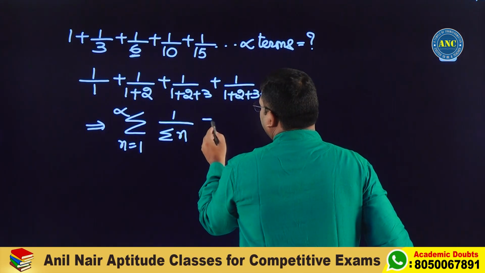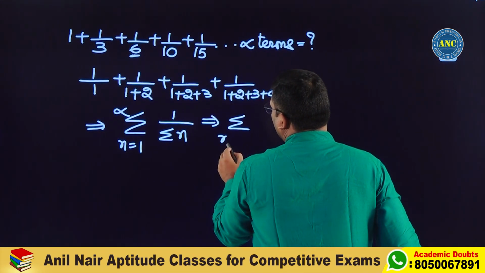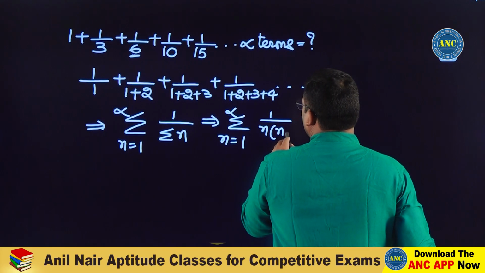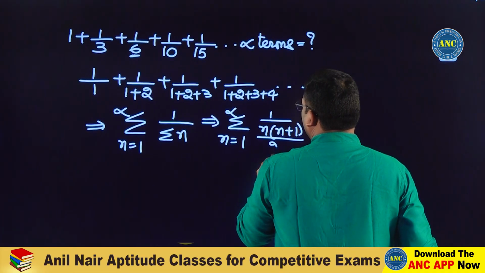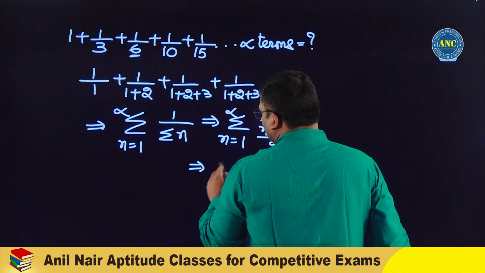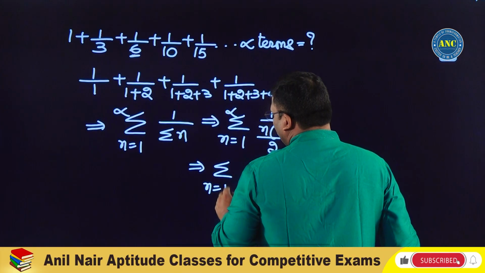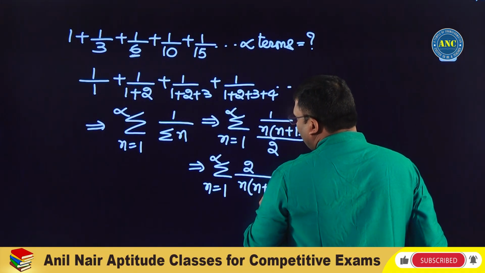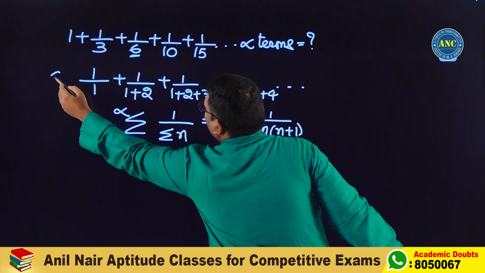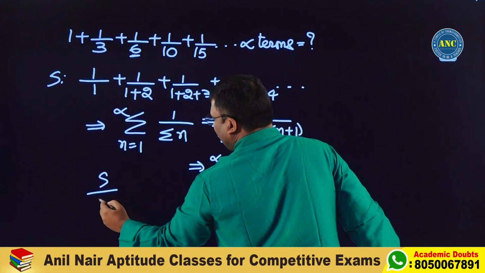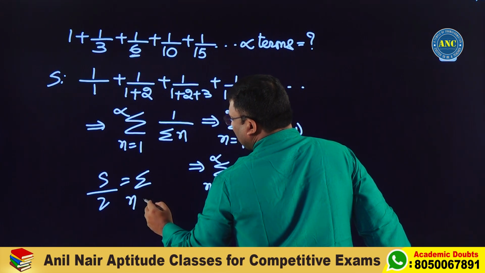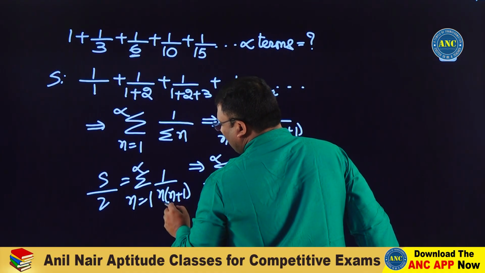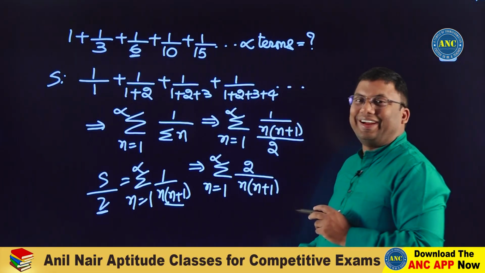So this is the summation for n from 1 to infinite of 1 by summation n, where summation n is n into n plus 1 whole divided by 2. The 2 goes above, so this becomes the summation for n from 1 to infinite of 2 by n into n plus 1. The 2 goes to that side. If I call this S, then S by 2 is equivalent to the summation for n from 1 to infinite of 1 by n into n plus 1. Why did that 2 come? I hope the idea is clear.